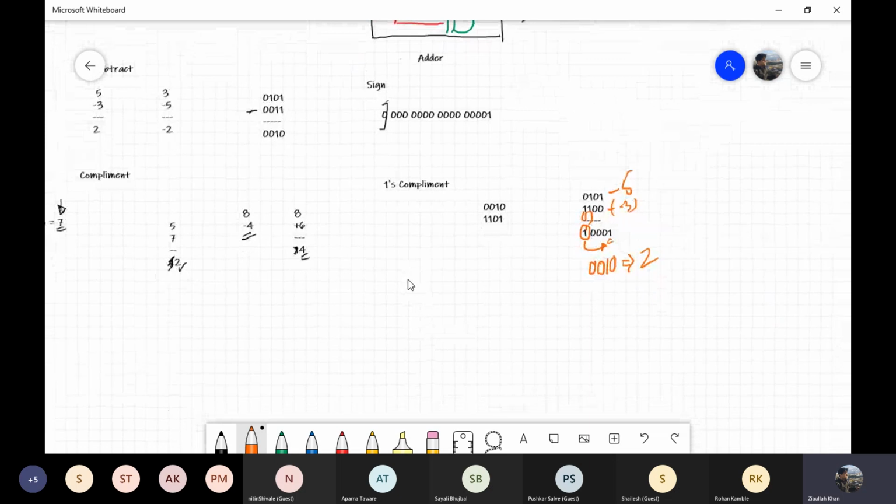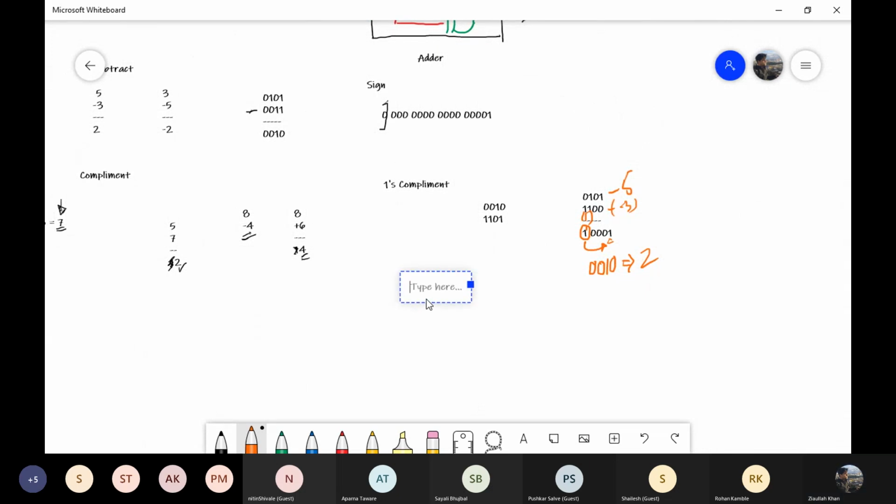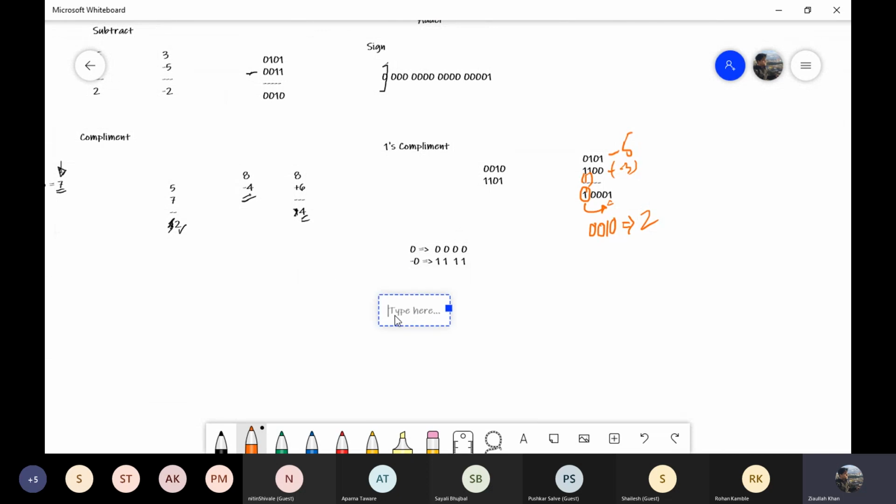The only problem with ones complement is that if I have to represent 0 in 4 digits, it is going to be 0000. But then -0 is going to have a different value. It's going to have 1111. And based on our knowledge of maths, we know that 0 cannot have a sign. It is neither positive nor negative. So this value here presents a wrong picture. To fix that problem, there is another binary system, which is called 2's complement.